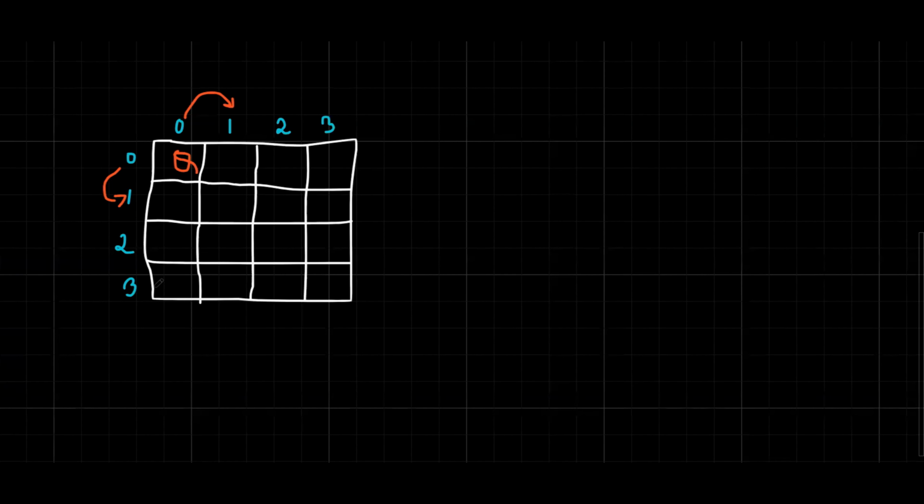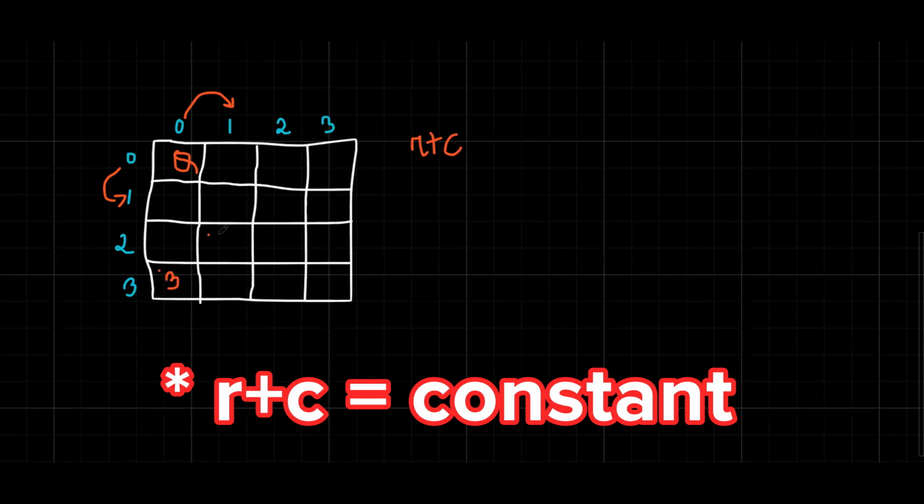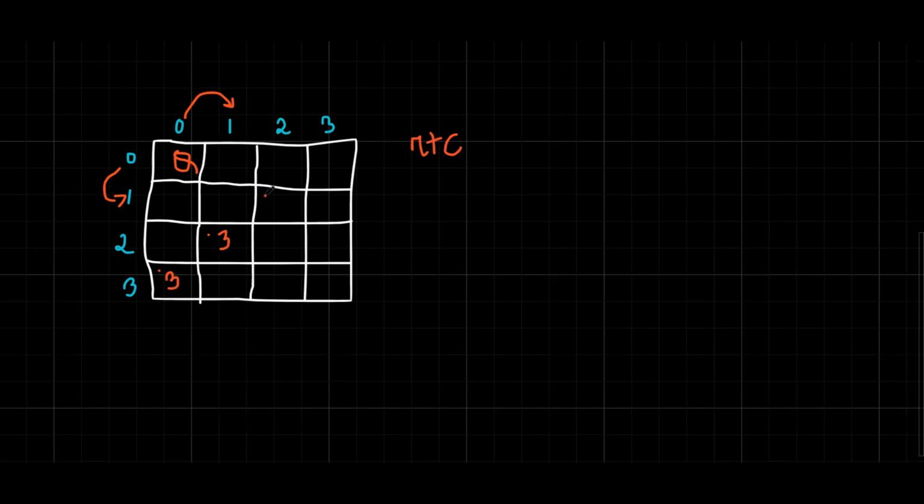So how can we do that? There is a simple way to check the positive diagonal. Suppose this is our positive diagonal. For this positive diagonal, we have to check the value of row plus column. For this position, the value of row plus column is 3 plus 0, which is 3. For this position, row plus column is 2 plus 1, which is 3. For this, row plus column is 1 plus 2, which is 3. And for this, row plus column is 0 plus 3, which is 3.